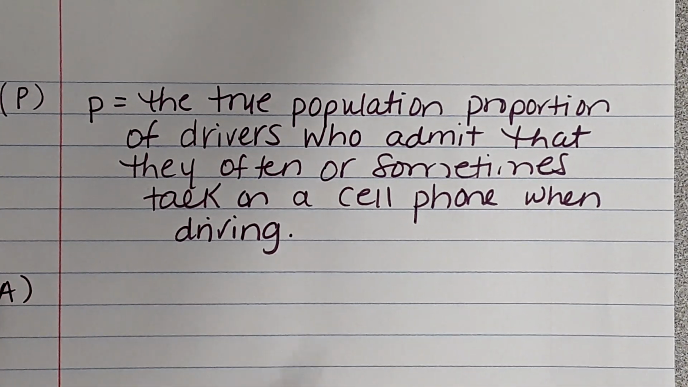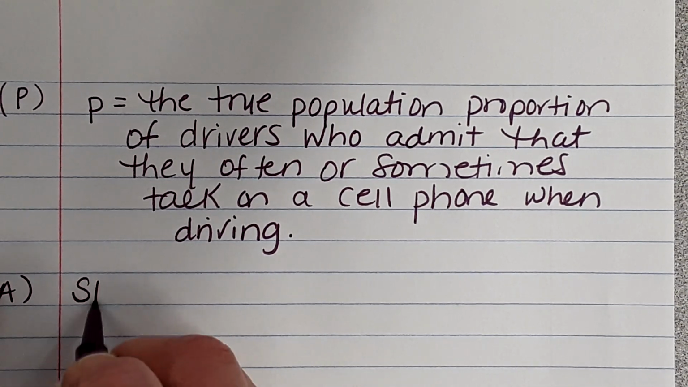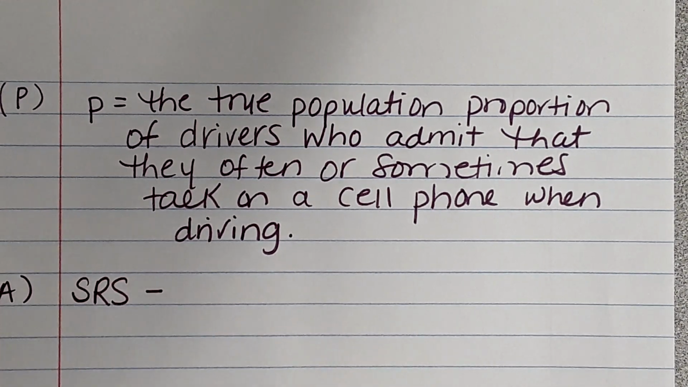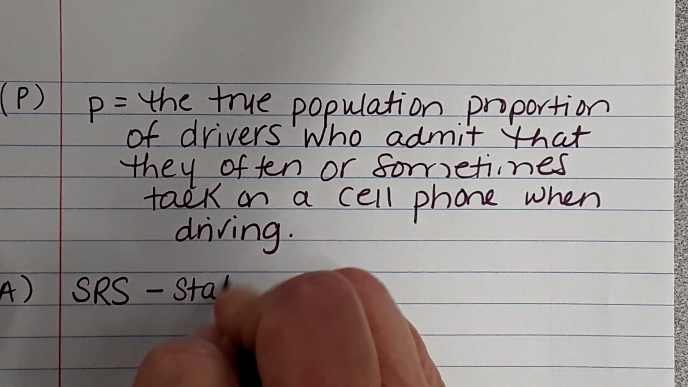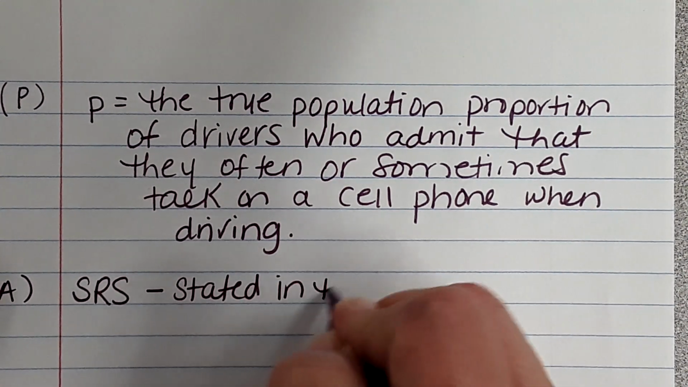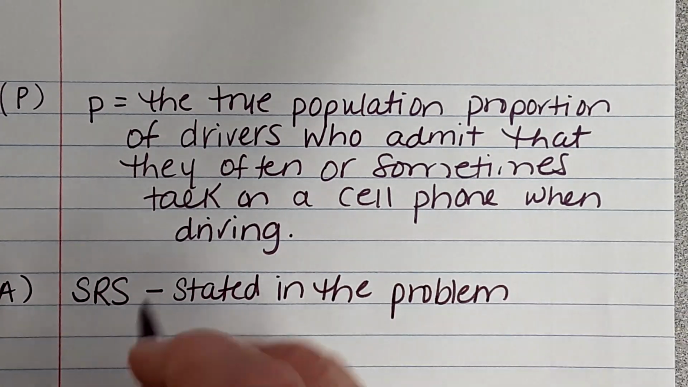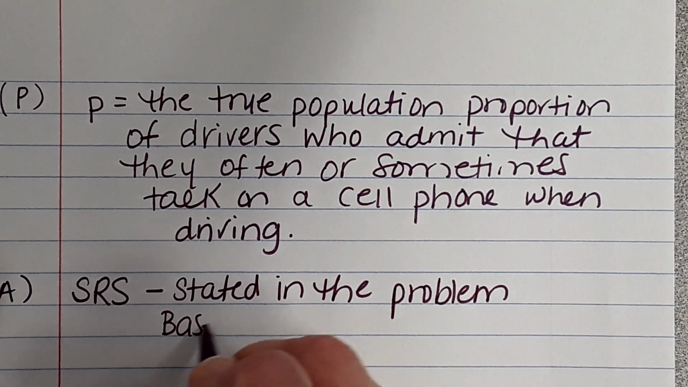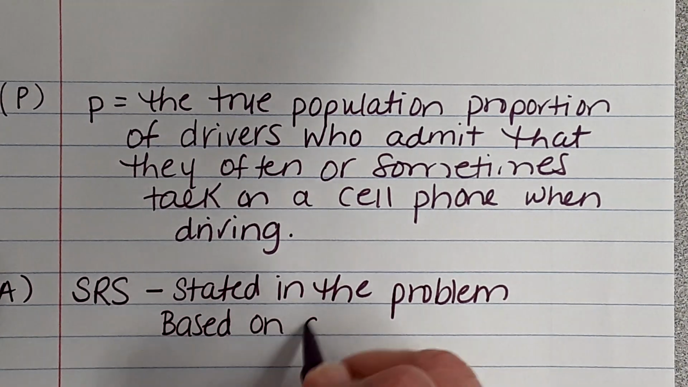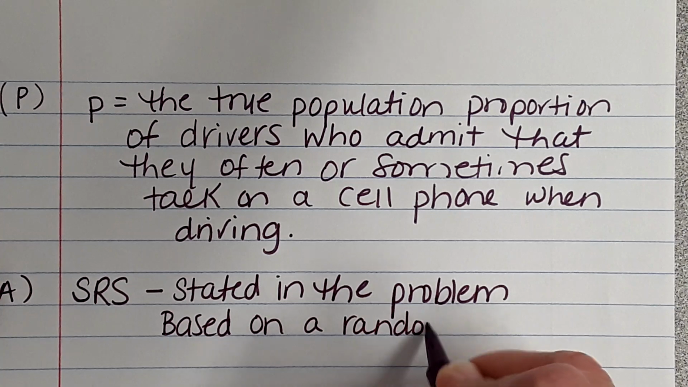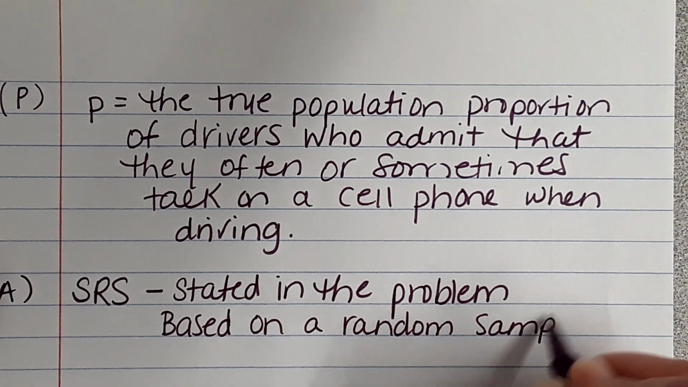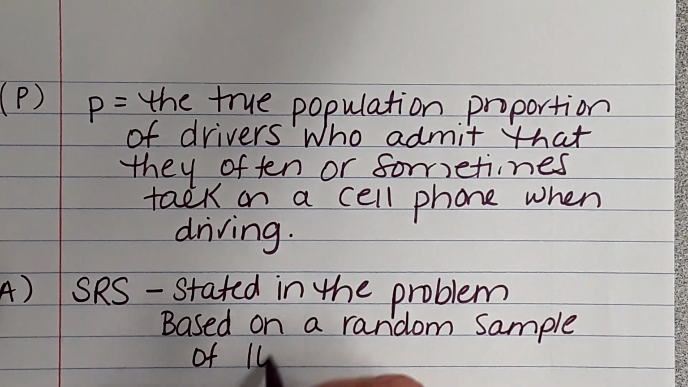So what's the first condition? SRS. There are two answers right now. Is it stated in the problem or not stated in the problem? If you say it's stated in the problem, how is it stated? This is based on a random sample of 1,004 adult drivers. Okay, based on a random sample of what? 1,004 drivers?